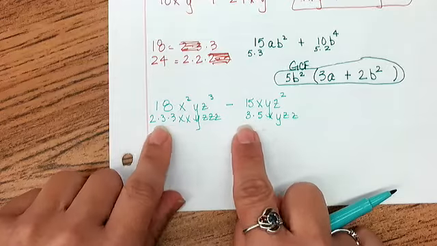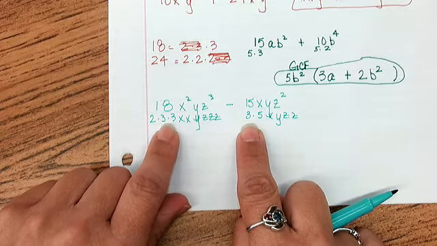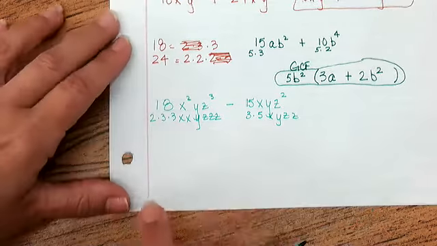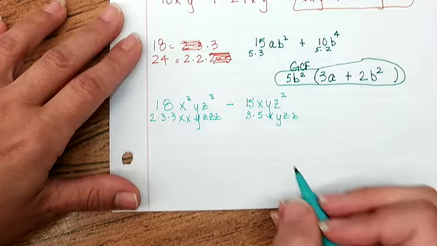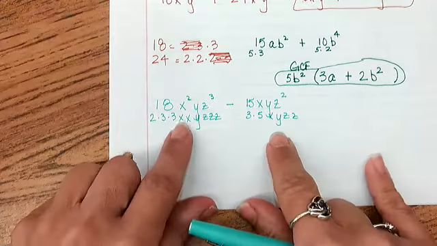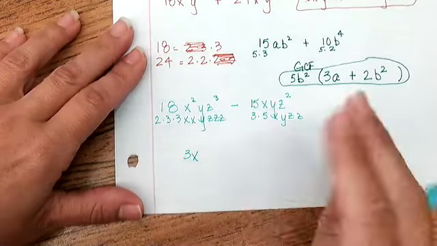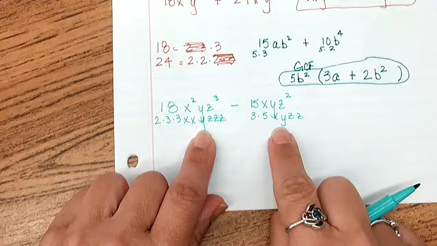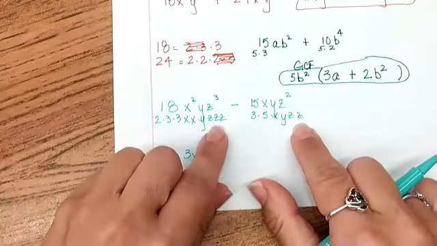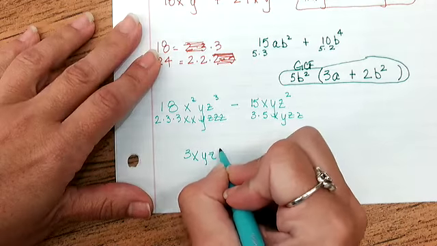Okay, how many 2's? They don't have any 2's in common. How many 3's? They have 1 3 in common. How many 5's? They don't have any 5's in common. So my GCF between 18 and 15 is 3. We've got 2 x's and 1 x, so they have 1 x in common. Y, y, cool, they have a y in common. Z, z, z, z, z, they have 2 z's in common, and I'm going to write that as z squared.